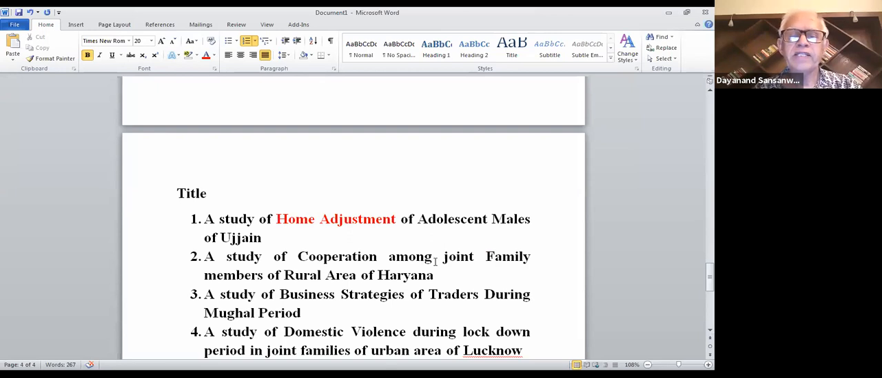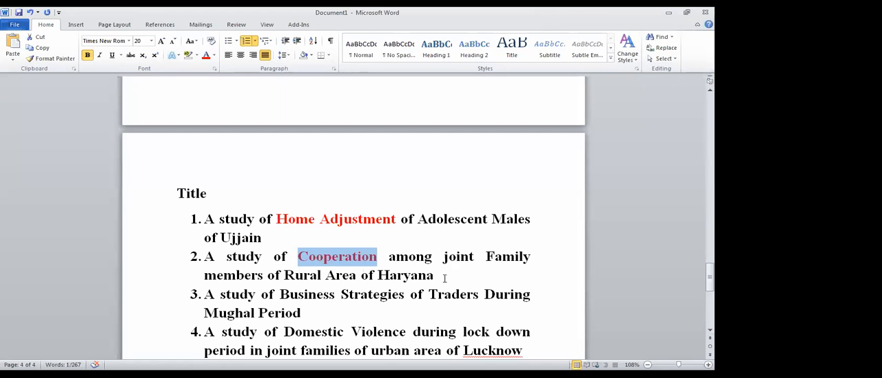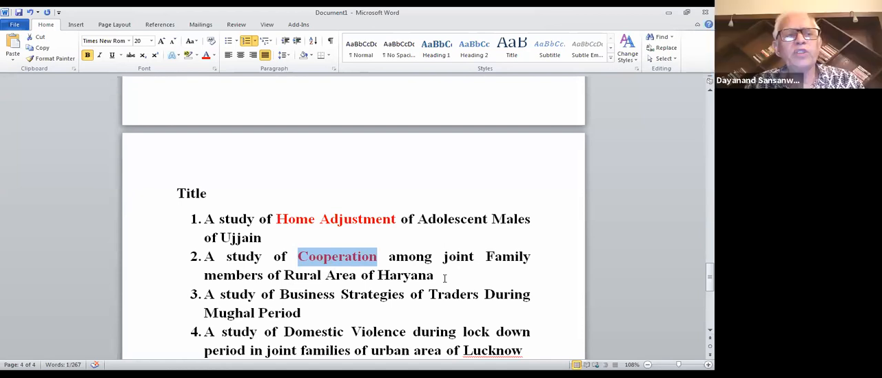Now here, this home adjustment is a very simple variable. Cooperation is not as simple as home adjustment, because cooperation involves a lot of other things. So in this particular one, a study of cooperation among joint family members of the rural area of Haryana, the information which you get will be qualitative in nature, and this qualitative information you can definitely analyze using the grounded theory. So this is quite all right.